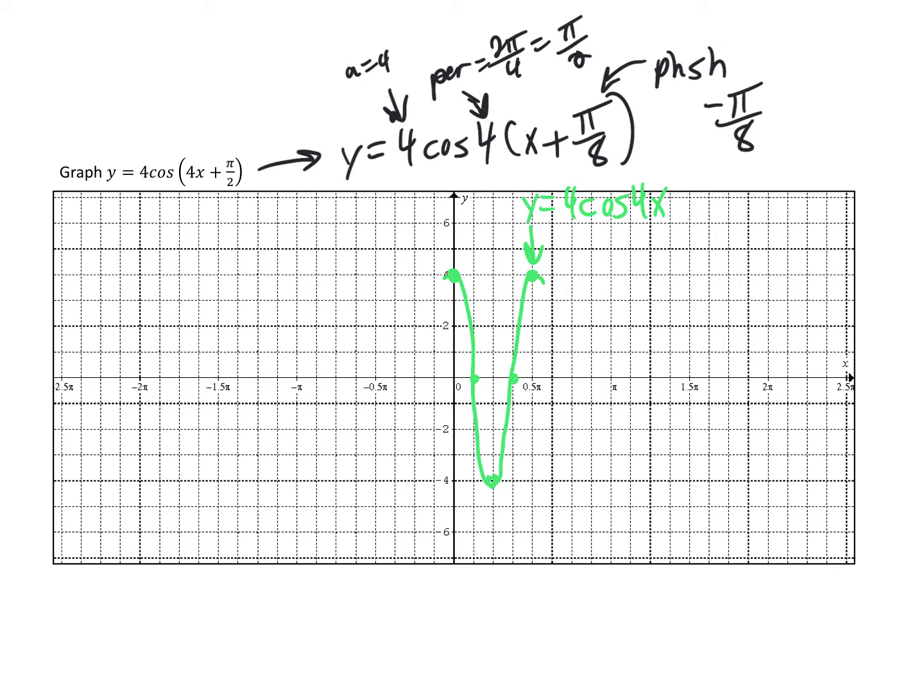But now we're going to shift it pi over 8 to the left. Now, if this is negative pi over 2, this is negative pi over 4, this would be negative pi over 8. So each one's only being shifted that tiny little bit. So let's just shift each point and then connect them. And then of course, this is just going to continue in both directions to infinity.